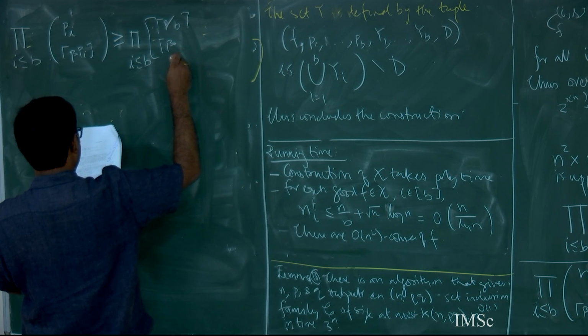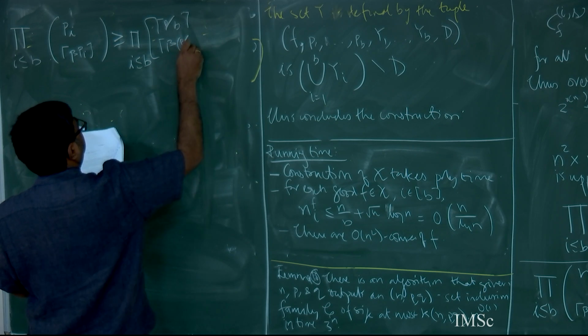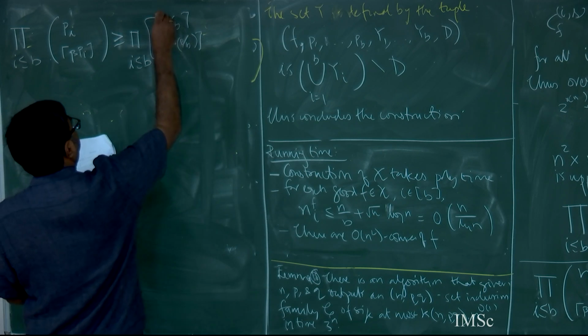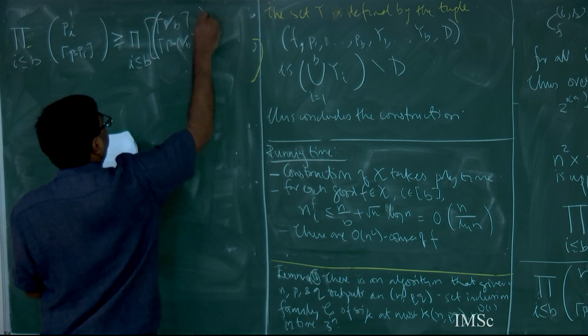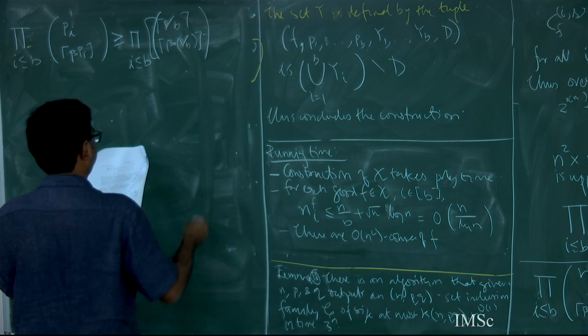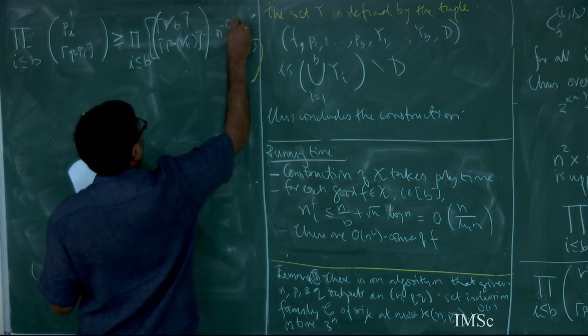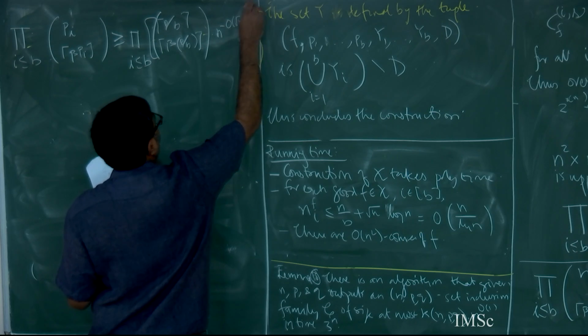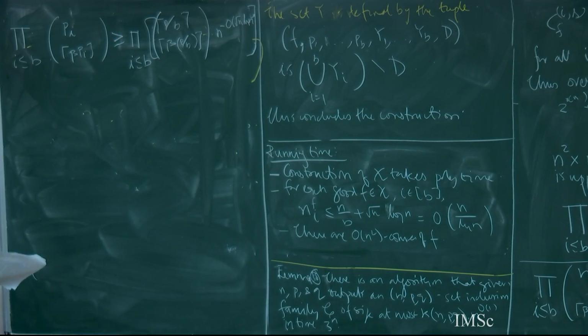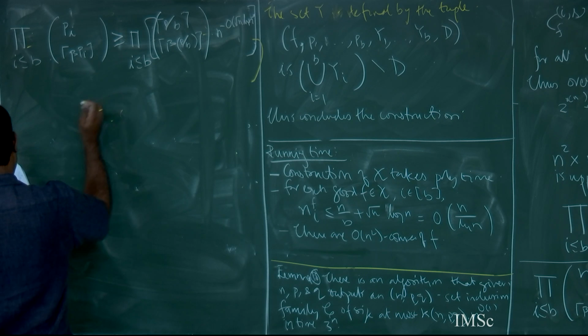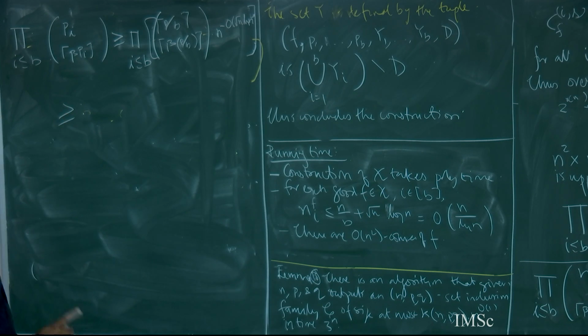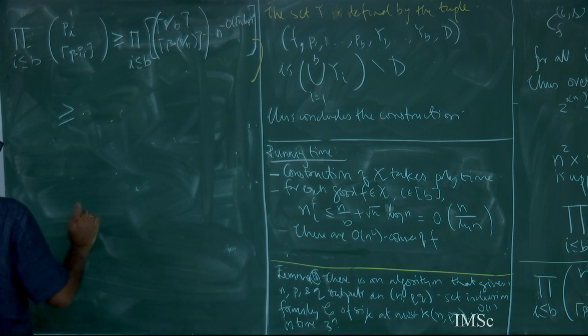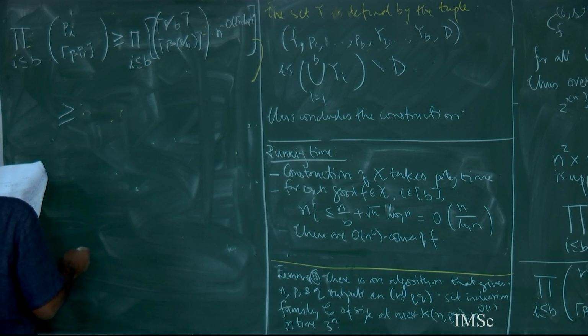Beta times p by b, choose root n log n minus... this is, at least I wrote this last day. So that expression I wrote that day, you can lower bound and upper bound both terms.